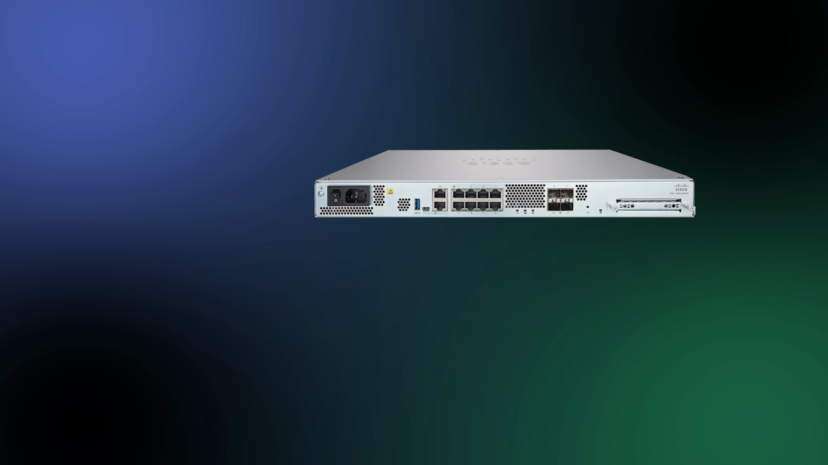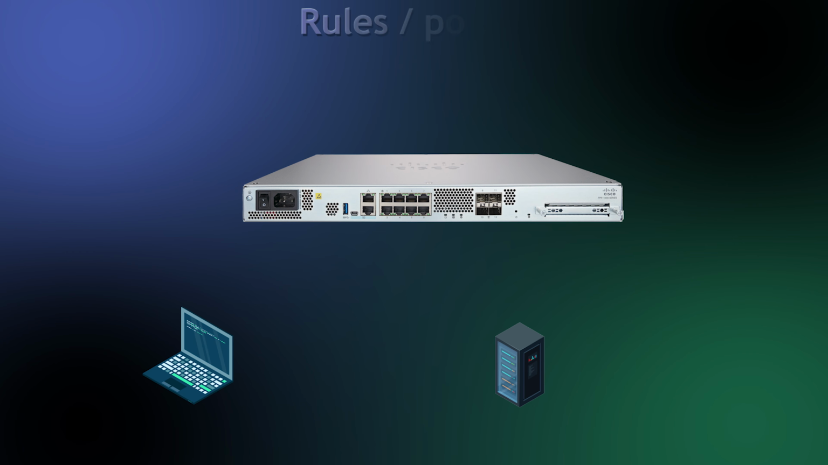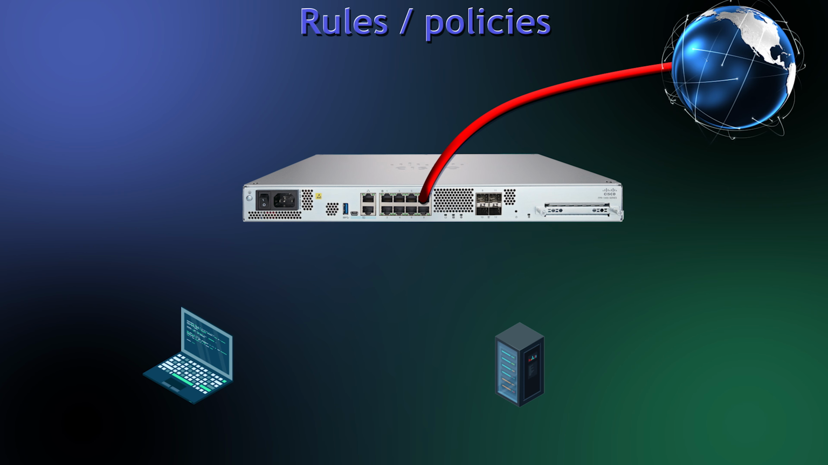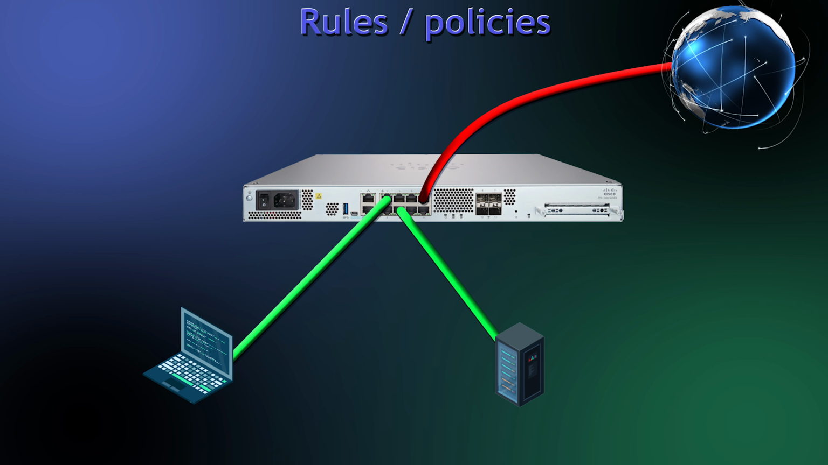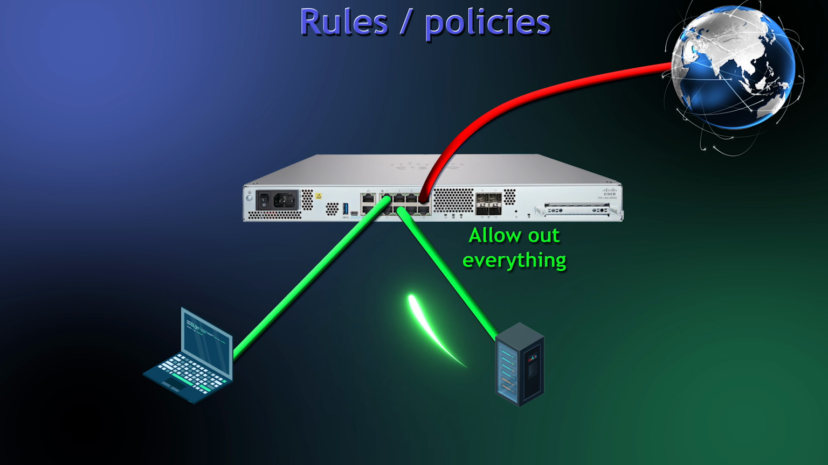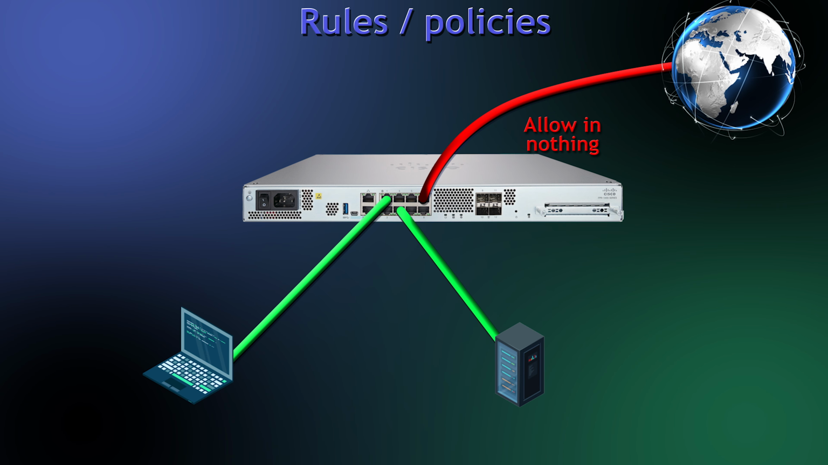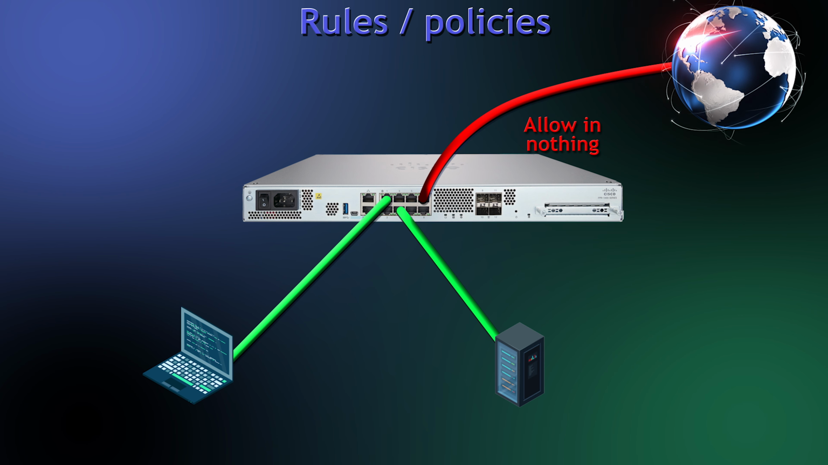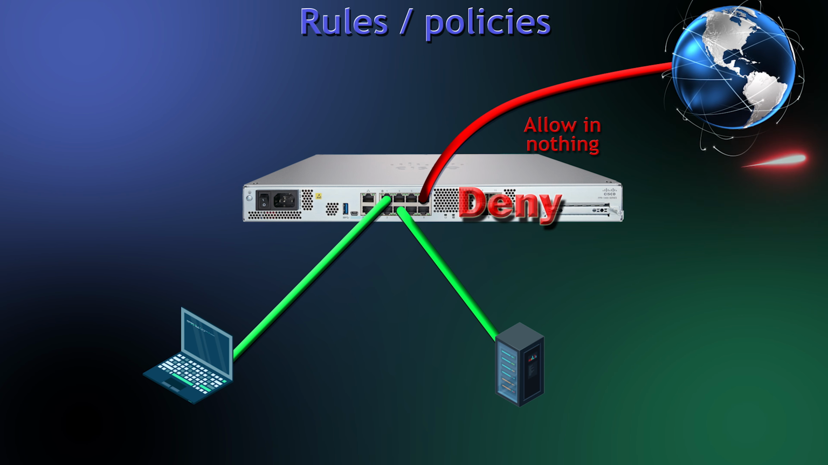Okay, keep going. I still don't know how it works. So firewalls use rules or policies to decide what is allowed out and what is allowed in. Many times what is allowed out is just everything. Maybe not the best policy, but it happens. But what is allowed in is usually very little. In fact, by default, most firewalls allow nothing in from the outside.